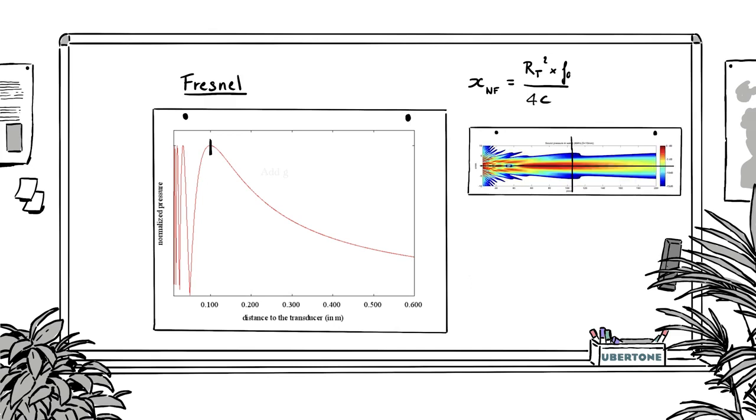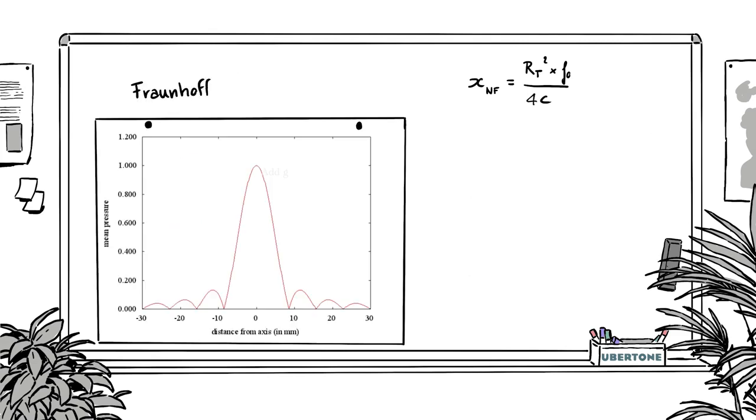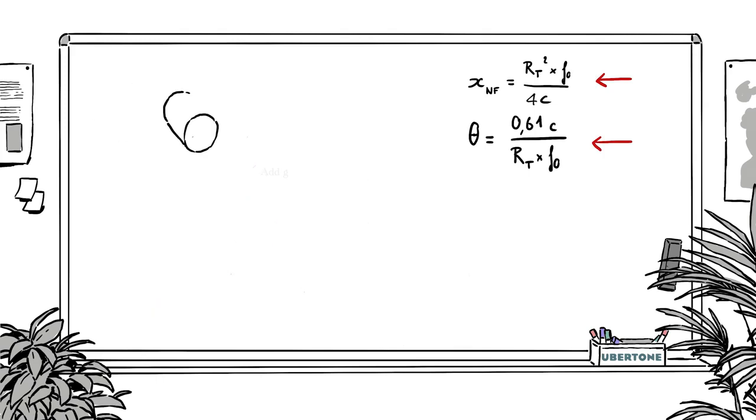A transversal model is given by the Fraunhofer approximation. The first zero position defines the aperture half angle, given by 0.61 times the sound speed divided by the radius times the emission frequency. The near field distance and aperture half angle determination allow to define a simplified beam shape model, the cylinder cone model, which contains 90% of the energy.